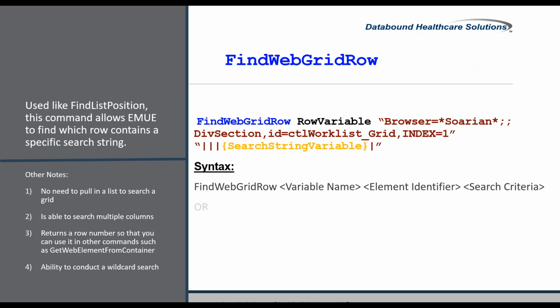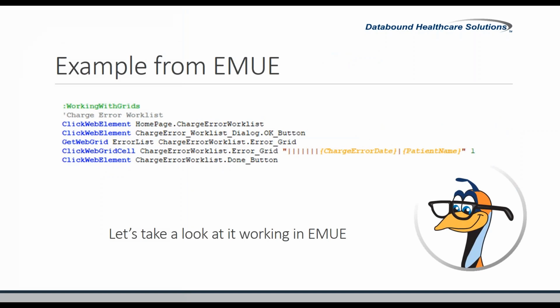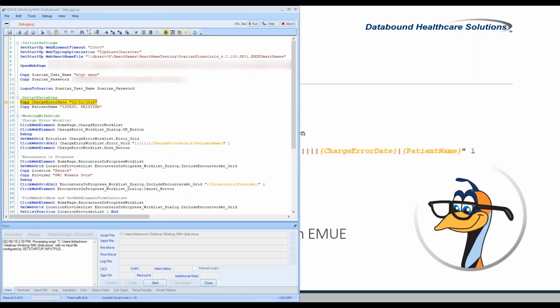Okay, so again, like the other commands, variable name, element identifier can be either a string or a smart name. So here's just a little screenshot. We'll get into it here in just a second, but you can see the grids here in action, and let's take a look at it working in EMUE here. Let me switch over.